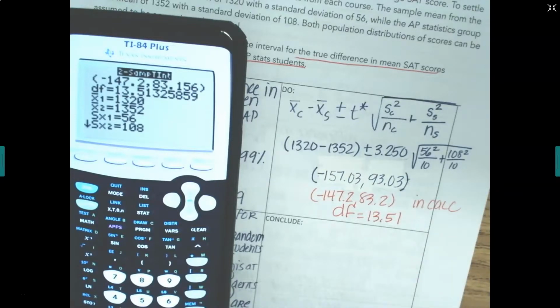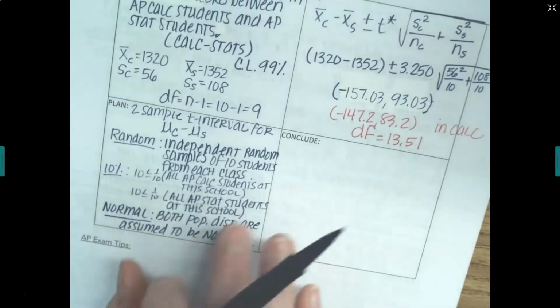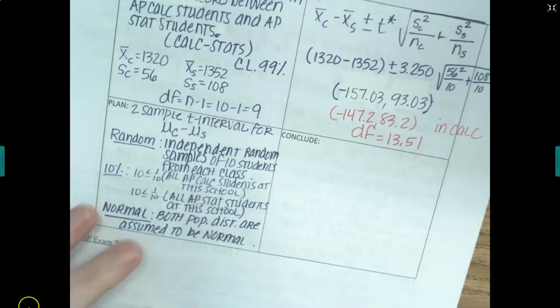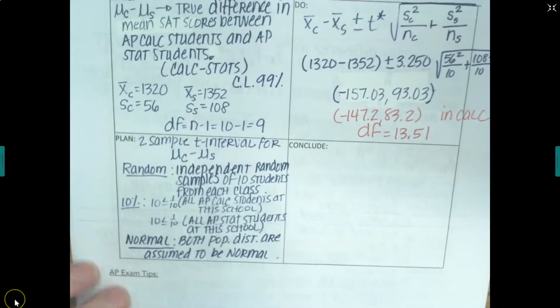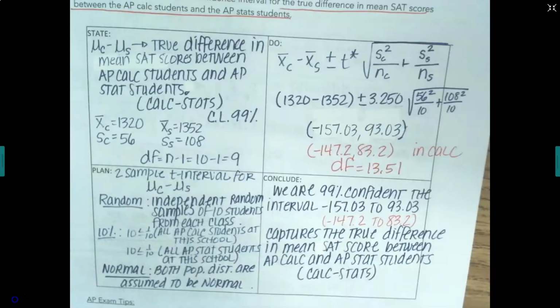All right, so for our conclusion, go ahead and pause the video and write your conclusion and see how you do. So we are 99% confident the interval -157.03 to 93.03, or if you did the whole thing straight in the calculator, you would use the other interval, captures the true difference in mean SAT score between AP Calc and AP Stats students.